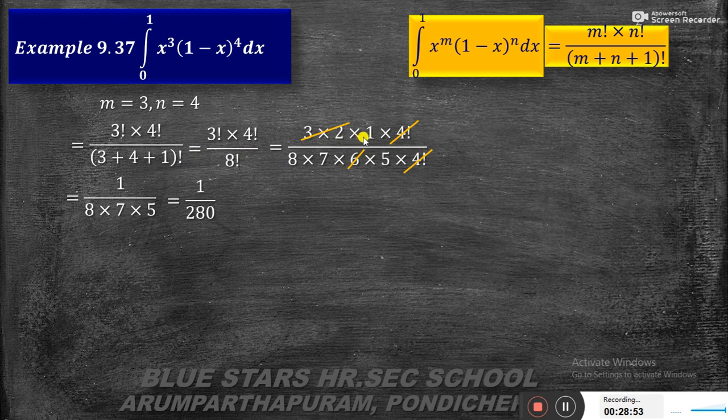Therefore 3 factorial means 3 into 2, 4 factorial means we write 4 factorial by 8 into 7 into 6 into 5 into 4 factorial. 4 factorial cancels, 3 2s are 6, 6 and 6 cancel, so 8 into 7 into 5 means here 280. This is the answer, 1 by 280. This is the answer for the given integral: integral 0 to 1 of x cubed into (1 minus x)^4 dx equals 1 by 280. This is the answer.